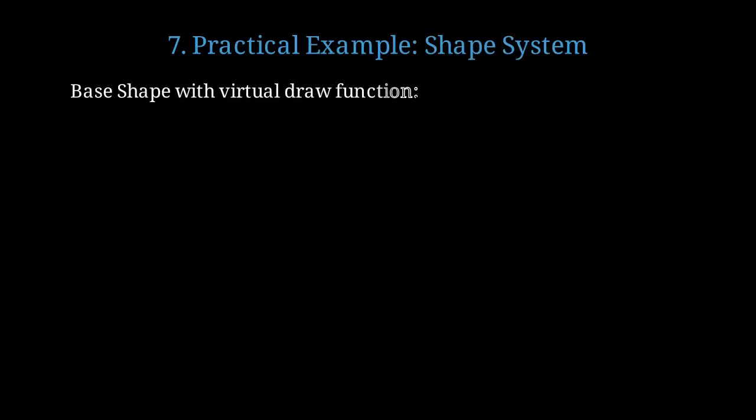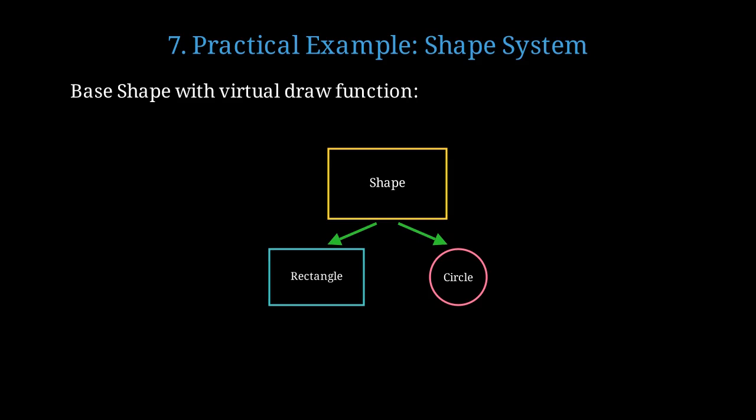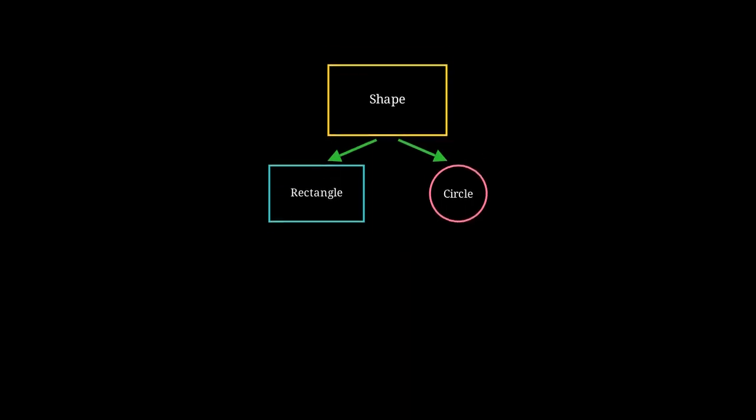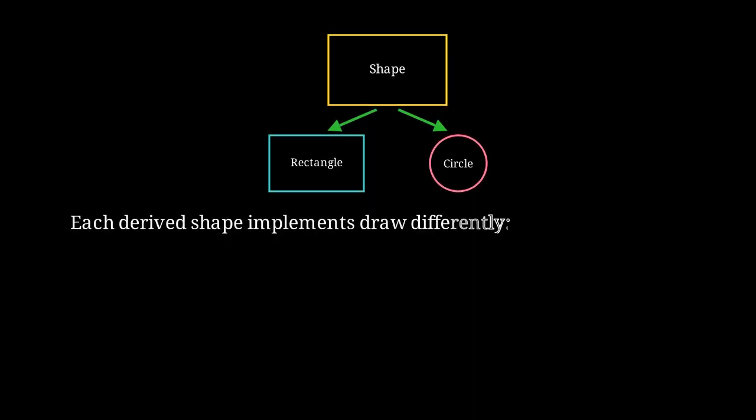Let's look at a practical example implementing a shape system in C. We create a base shape structure with a virtual draw function pointer. Shape is the base, with rectangle and circle as derived types, each implementing their own draw function. Rectangle and circle each have their own implementation of the draw function.